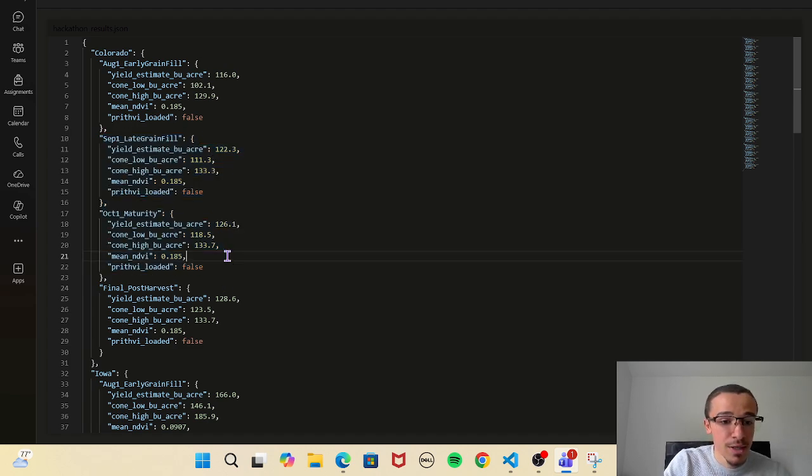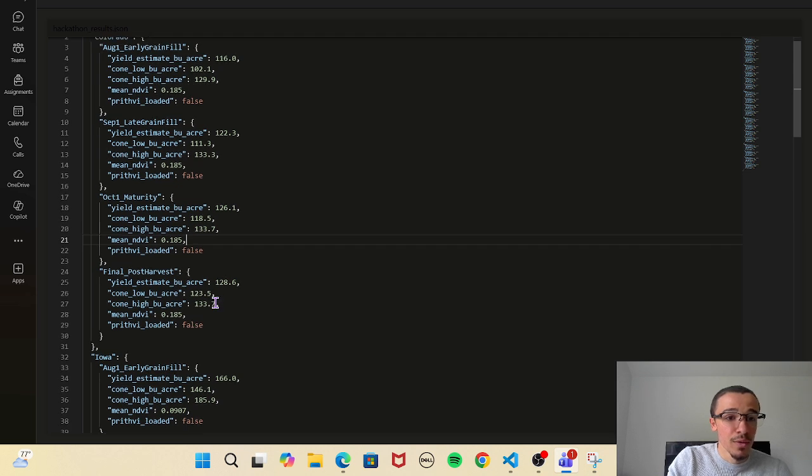We get to the end here and we realize that, okay, well, we were expecting 116 in the beginning, but now we have a final yield harvest of 128.6 bushels per acre. But look at the cone of uncertainty. It started at 14 plus or minus, but now we have roughly 5 plus or minus.